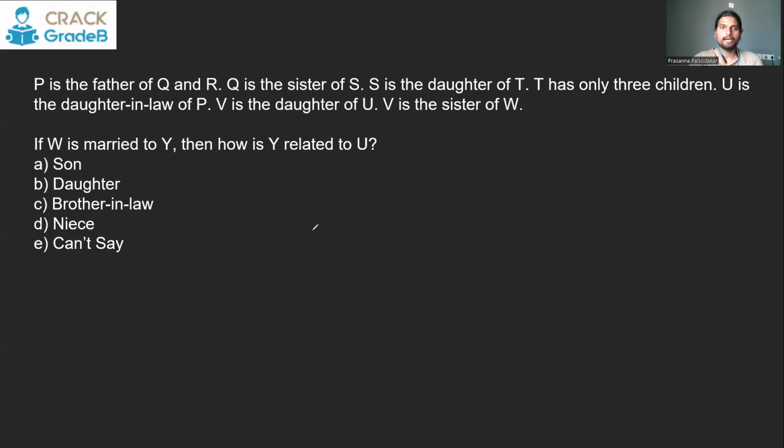P is the father of Q and R. So P is a male. If he is married, we can just leave the place like this, and he's the father of Q and R. That means they are the siblings. Q is the sister of S, so Q is a female, and they have another sibling, that is S. S is the daughter of T. S is a female and the daughter of T, which means this person is T, who is again a female. T has only 3 children. So there are these 3 children.